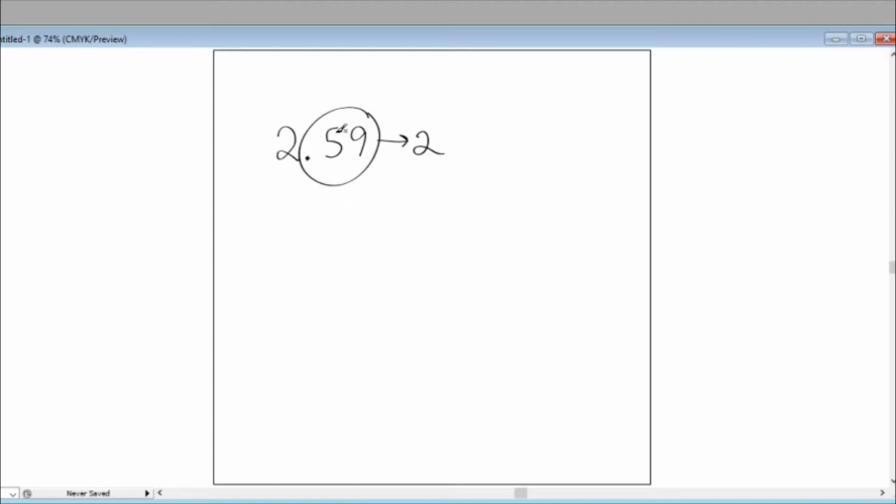So I can think about it either way. I can either say that this is 59 hundredths because my last place value lands in the hundredths place. Or I can think about it using the moving decimal. So 1, 2 times. It's 59 over 100. Either way you want to think about it, that's how you're going to do it.